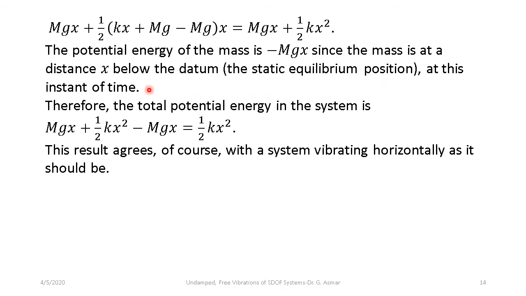Therefore, the total potential energy in the system, that is the potential energy stored in the spring and the potential energy due to the difference in height of the mass, is equal to mgs plus 1/2 kx squared minus mgx, and we get back 1/2 kx squared. This result agrees, of course, with the system vibrating horizontally as it should be.